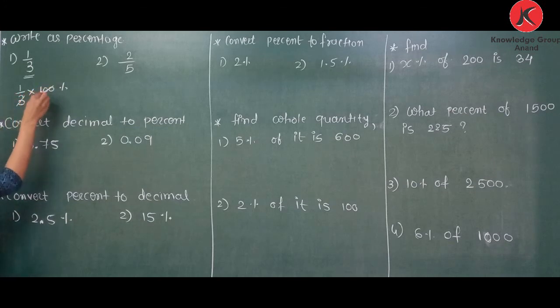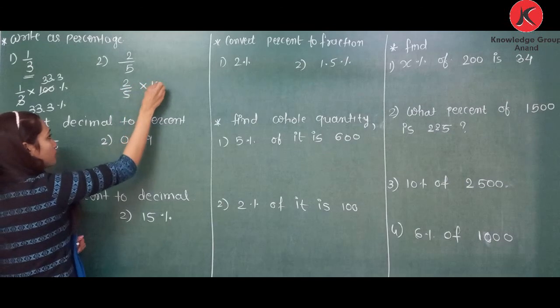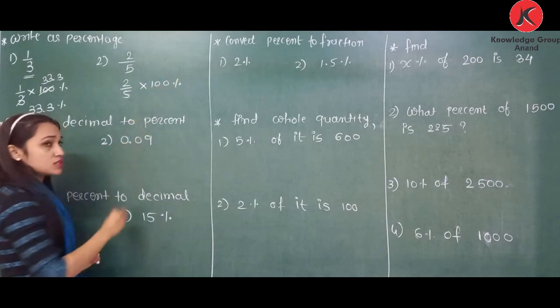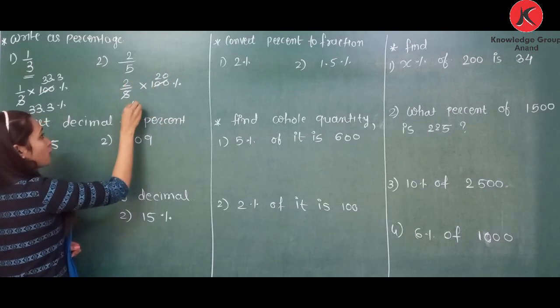So it is 33.3%. Multiply with 100%. Clear? 2 by 5, so if it is 2 by 5, you need to convert it into a percentage. So multiply with 100%. 5 into 20 is 100. Now it is 40%.